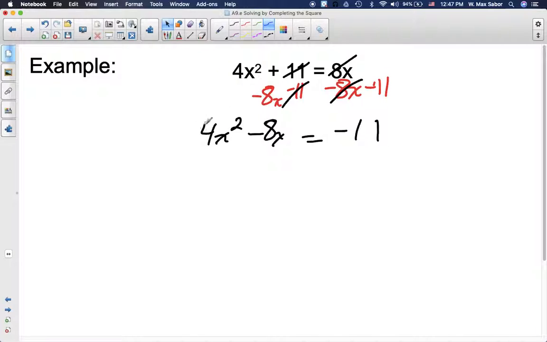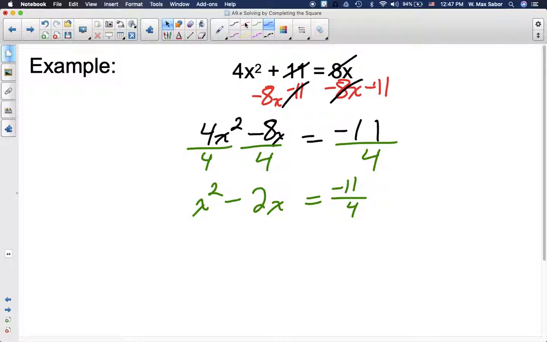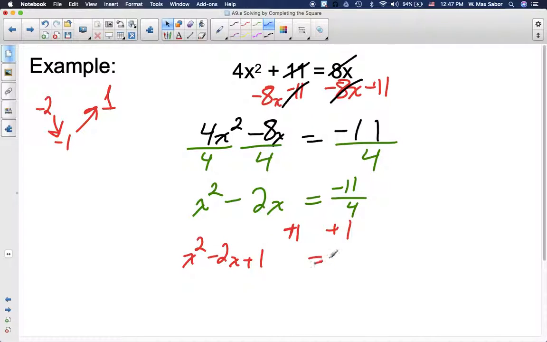The other thing is we need to get rid of the 4. The easiest way to get rid of the 4 is to divide both sides by 4, giving x squared minus 2x equals negative 11 fourths. Now we take negative 2, cut it in half, getting negative 1, and squaring it, getting positive 1. So let's add positive 1. So x squared minus 2x plus 1 equals negative 11 fourths plus 1, which is negative 11 fourths plus 4 fourths, or negative 7 fourths.